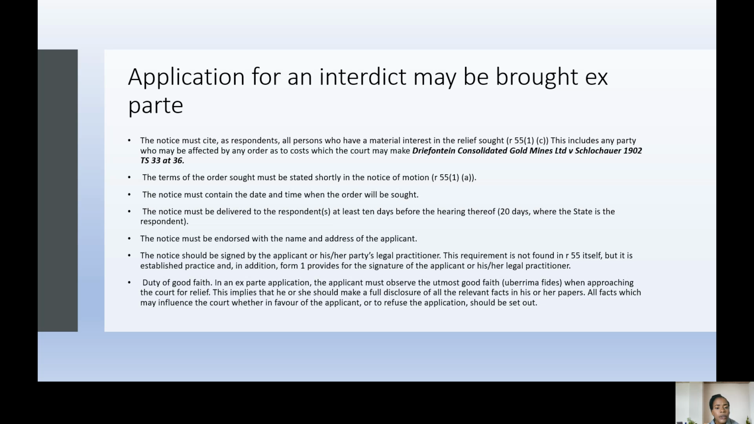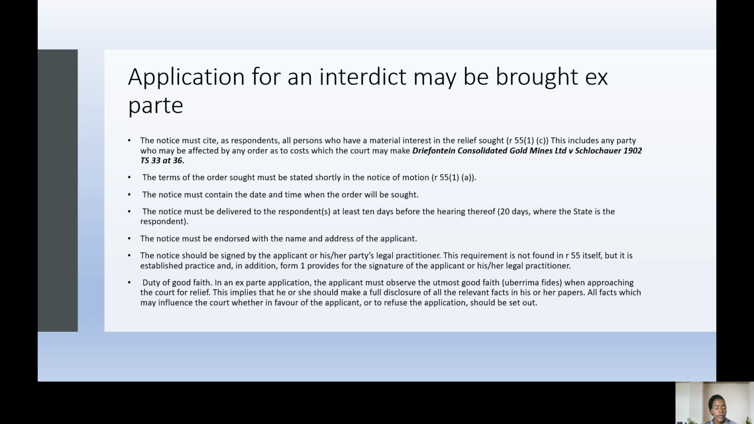This was also mentioned in the case of Defontaine Consolidated Gold Mines versus, I can't even pronounce that, but you can see the case number and the name of the case. The terms of the order sought must be stated shortly in the notice of motion. The notice must contain the date and the time when the order will be sought. The notice must be delivered to the respondents at least 10 days before hearing thereof.